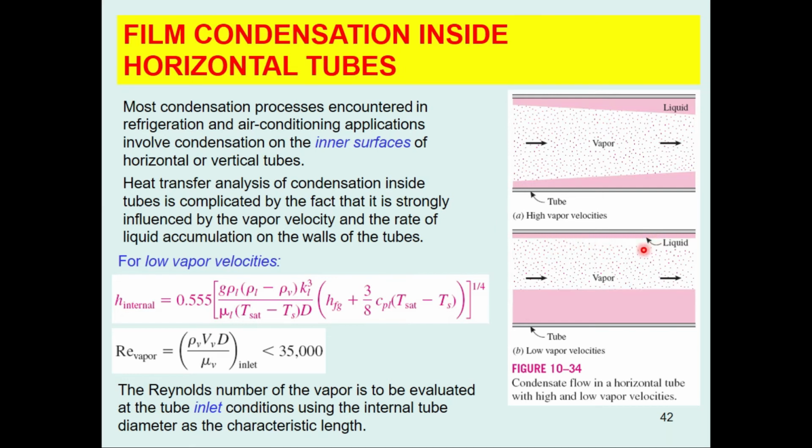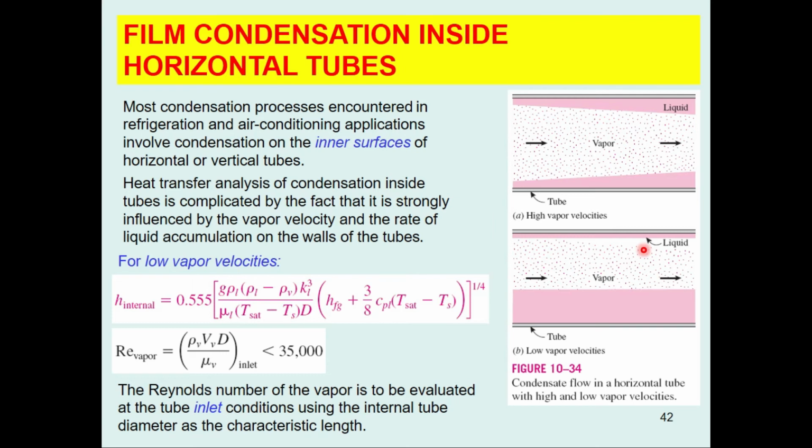Most of the condensation processes encountered in refrigeration and air conditioning applications involve condensation on the inner surfaces of either vertical tubes or horizontal tubes. The heat transfer analysis of condensation inside the tube is complicated by the fact that it is strongly influenced by two things: the vapor velocity and the rate of liquid accumulation on the walls.